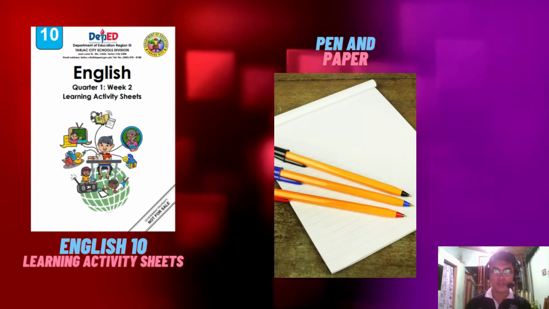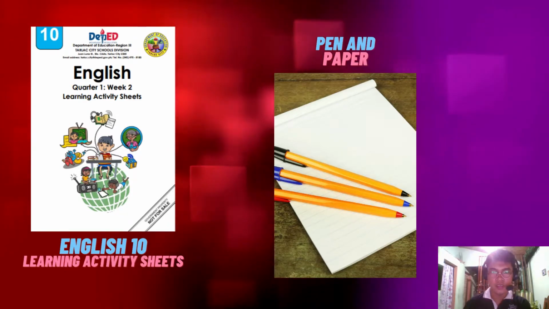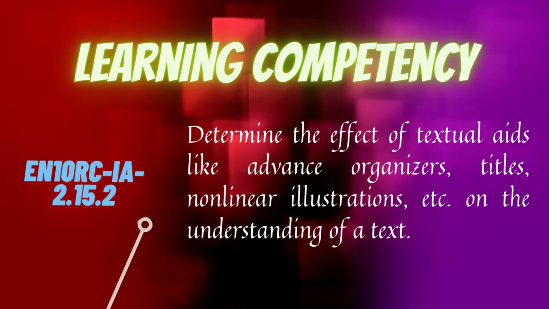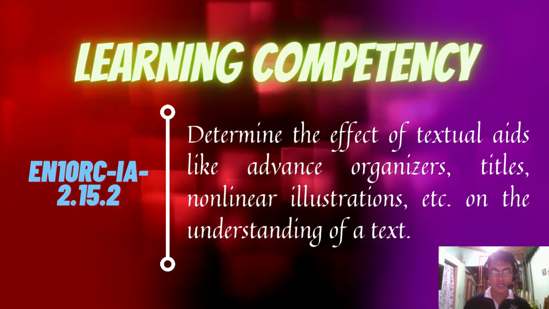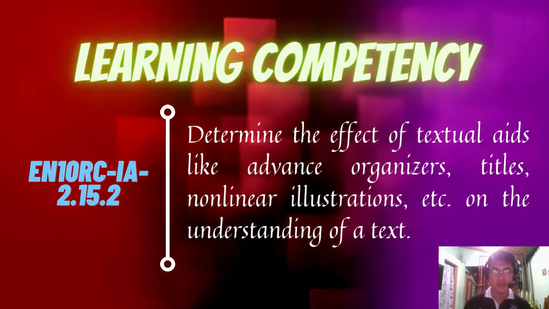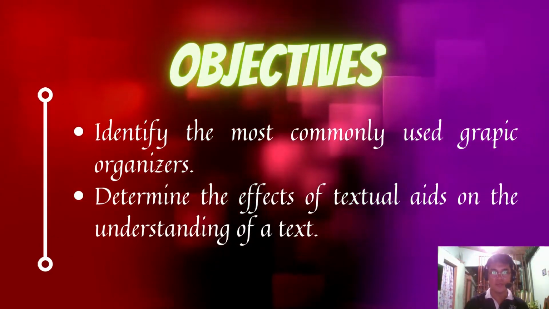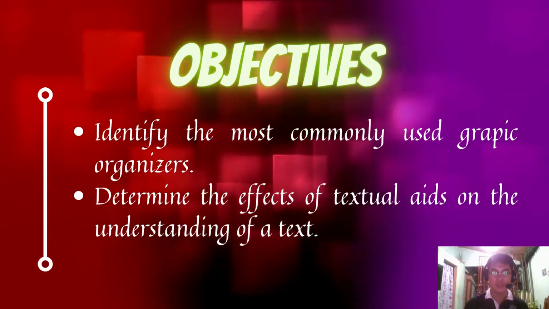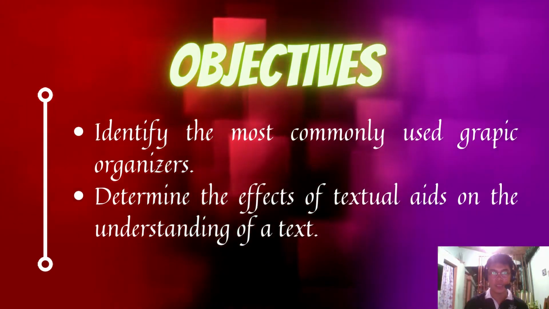Let's begin. For this week's lesson, I want you to prepare your English 10 module and your pen and paper. The learning competency for this lesson is to determine the effect of textual aids like advanced organizers, titles, nonlinear illustrations, etc. on the understanding of the text. For the objectives, first, identify the most commonly used graphic organizers. Second, determine the effects of textual aids on the understanding of the text.